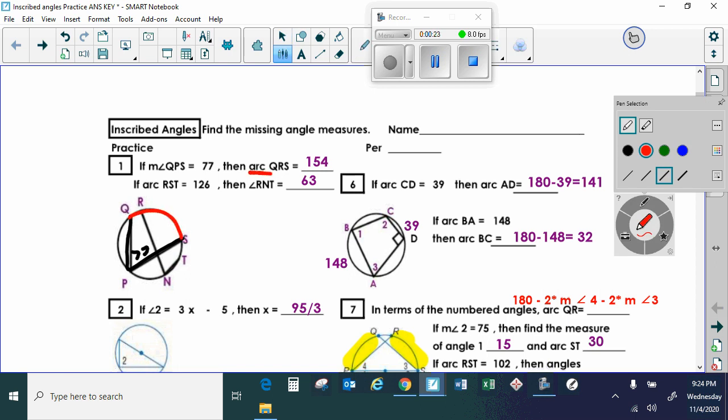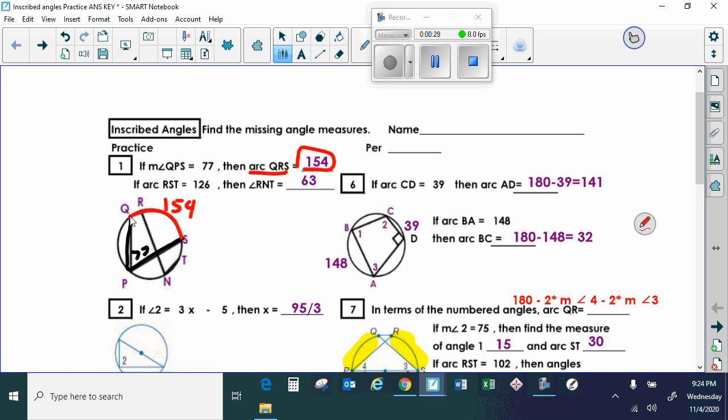Arc QRS, which is what it says right there, is double that, so that'd be 154, which is why you see that right here. Arc RST, take that away. Arc RST right there would connect and make that inscribed angle right there. If arc RST is 126, then we know the measure of angle RNT is half of that, 63.